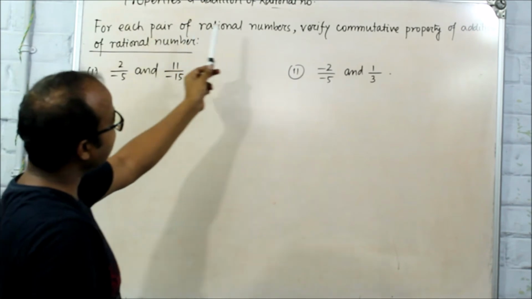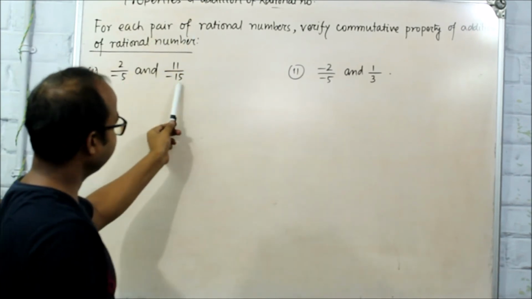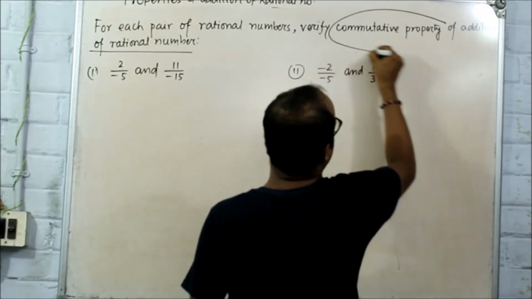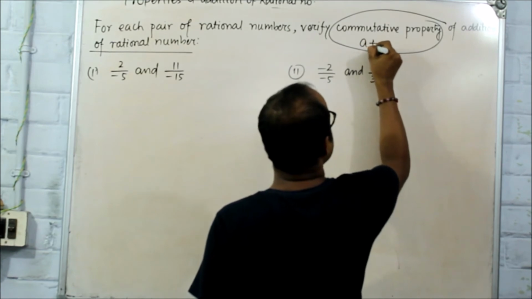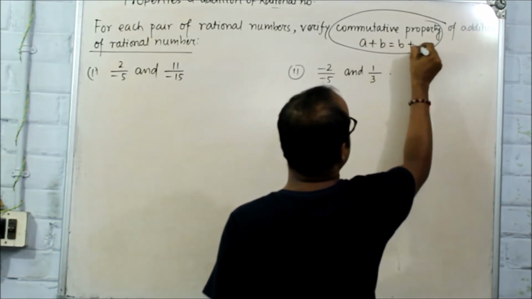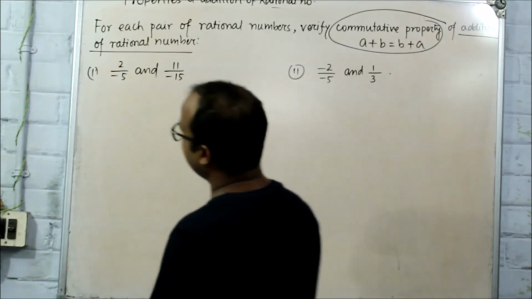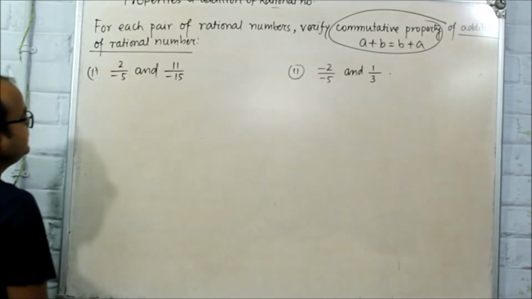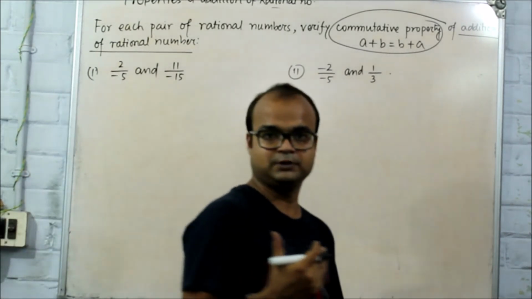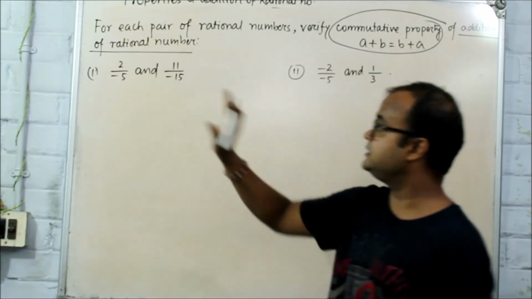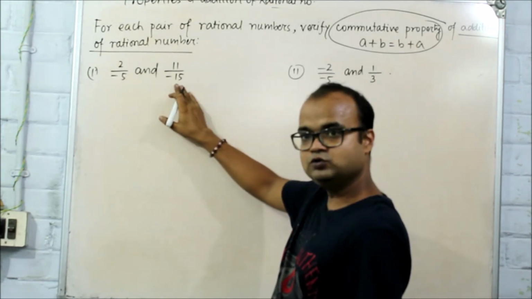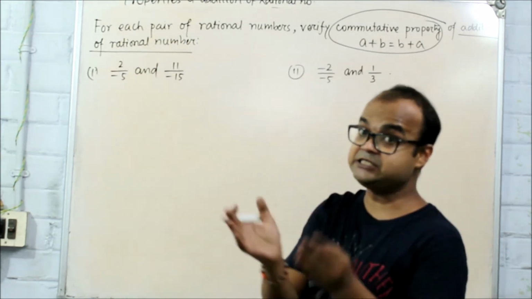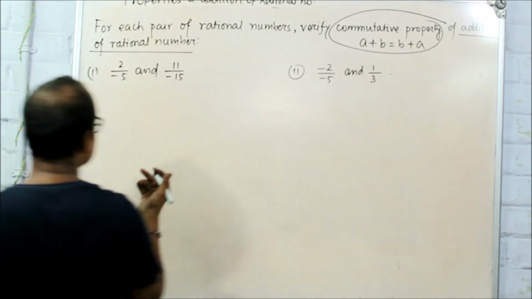For each pair of rational numbers given, we need to verify the commutative property. Commutative property means A plus B is equal to B plus A, of addition of rational numbers. We need to verify the commutative law. Now, how do you present the problem? You need to add these two in one order, and then find the addition in the reverse order. But how are you going to present the sum?